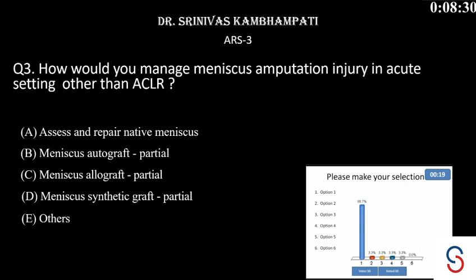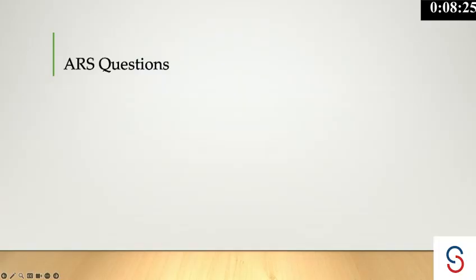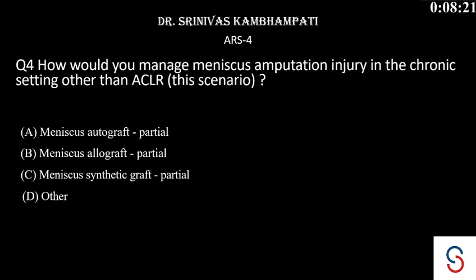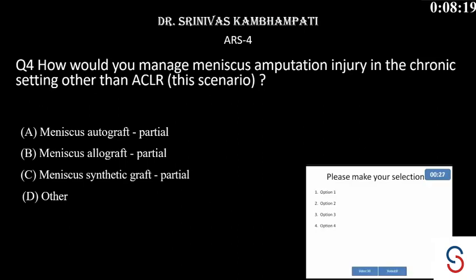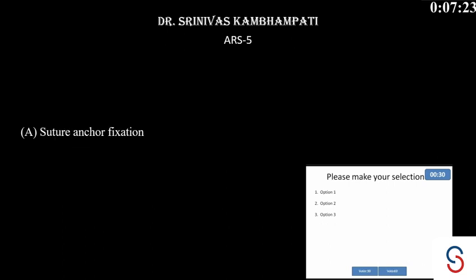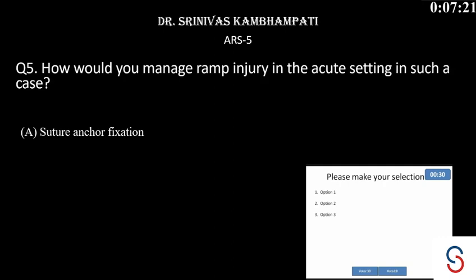Yeah, the meniscal tissue will be good, so assess and repair the native meniscus. The next question, please. Similar amputation injury, similar to a case you have seen here, what would be your approach? So others is an option. It would be an interesting option to discuss, actually. Can we have the next question, please? I think just 2 more questions, and we are done.